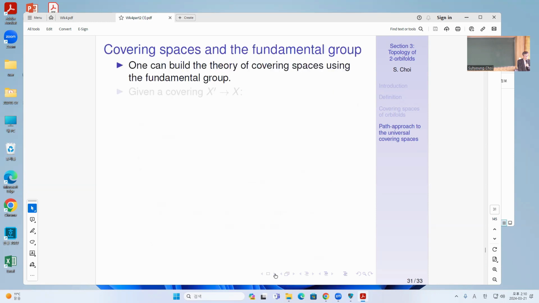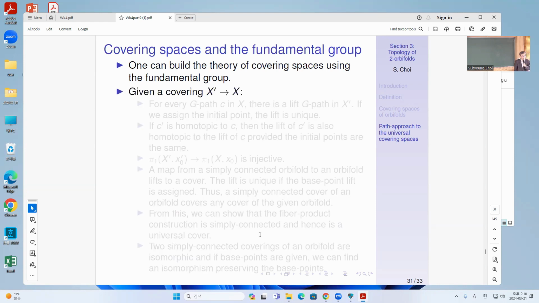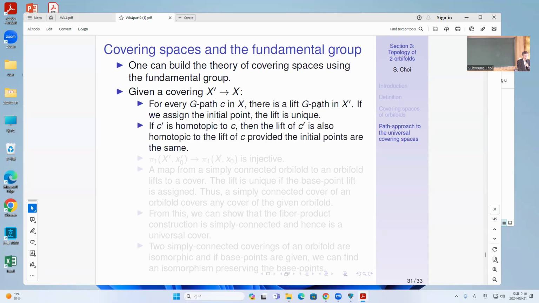And so the final topic is covering spaces and the fundamental group. You can also develop the theory of covering spaces using the fundamental group. Given a covering X' to X, for any G-path c in X, there's a lift of the G-path in X'. If you assign an initial point, then the lift is unique. This is the same as in ordinary spaces. And if c' is homotopic to c, then the lift of c' is also homotopic to the lift of c, as long as the initial points are the same.